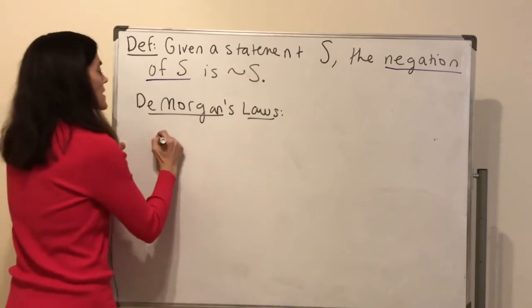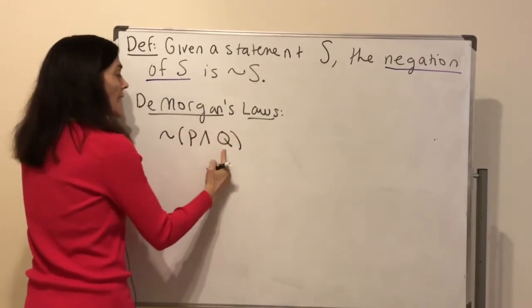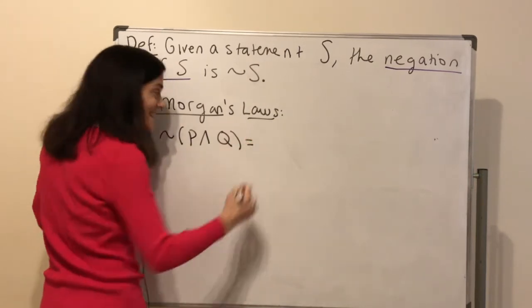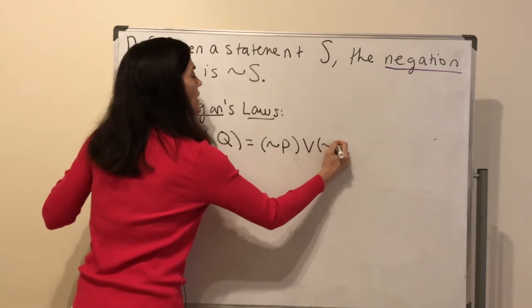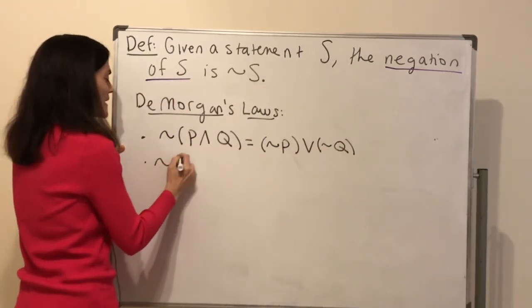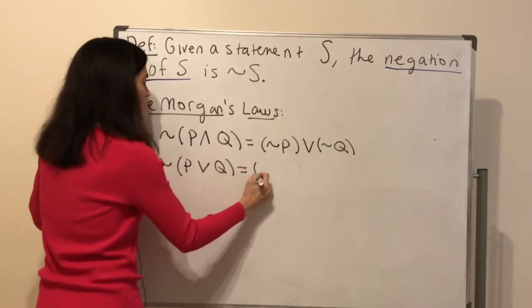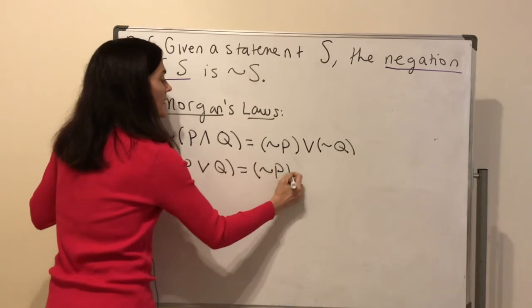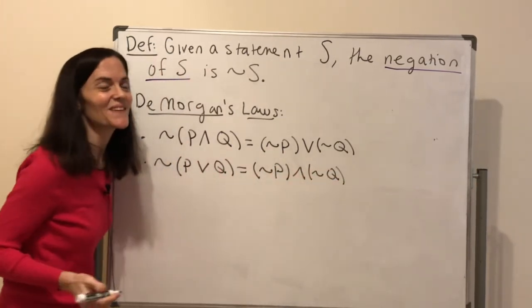De Morgan's laws, one of them says if you negate an and, this is logically equivalent to you take not P or not Q. And the other one is about negating an or. This is logically equivalent to not P and not Q. And I mentioned this briefly when we were doing truth tables.